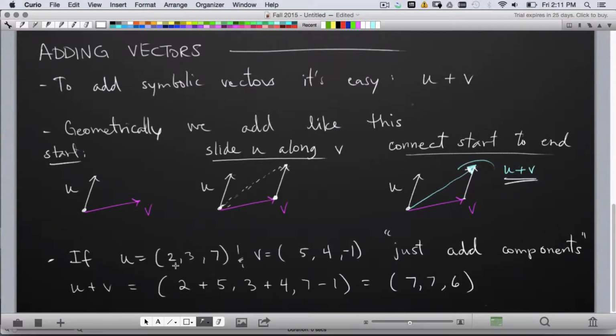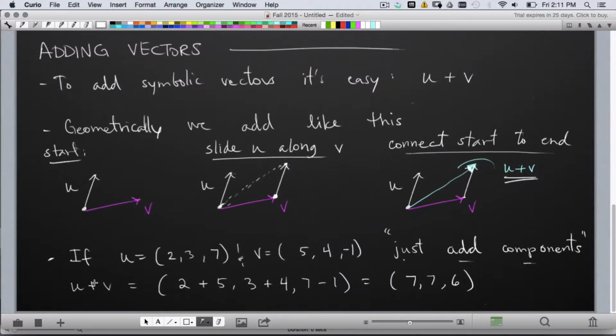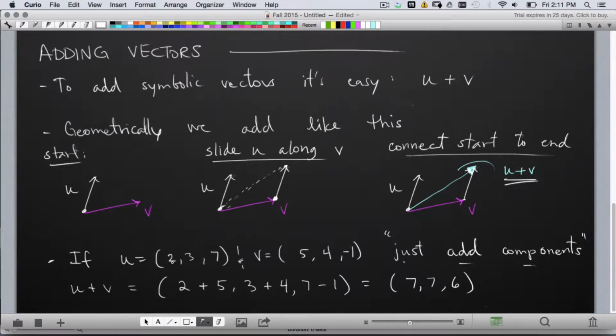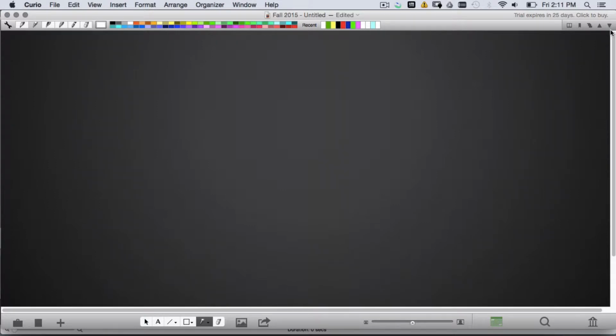Now, if u is given in terms of its components, and so is v, we can simply add the components to get the vector u plus v. 2 gets added to 5, giving me 7, 3 and 4 also gives me 7, and 7 added to negative 1 gives me 6. So that's how we add vectors.